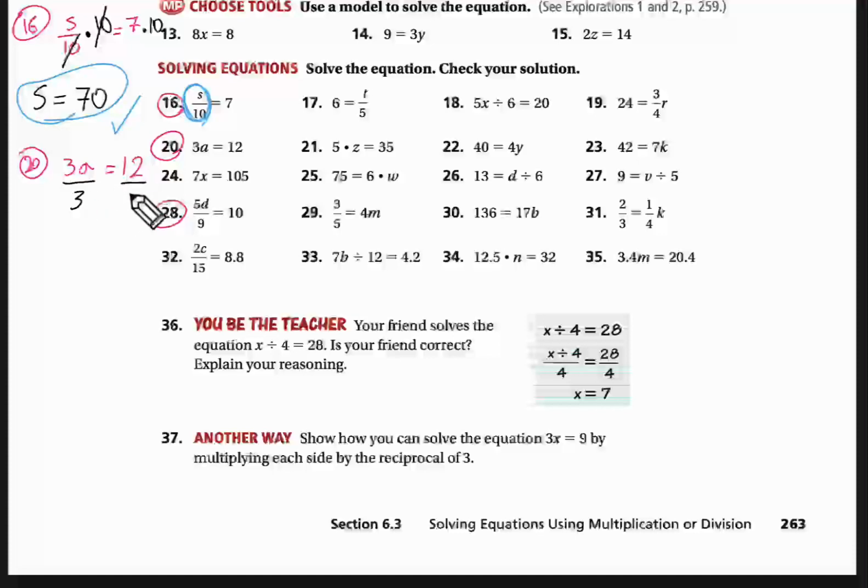12 divided by 3 is 4. And 4 equals a. Excellent. So here in the left side, the multiplication and division undo each other. So it's a. And in the right side, 12 divided by 3 equals 4. Thank you, Rida. Great work.